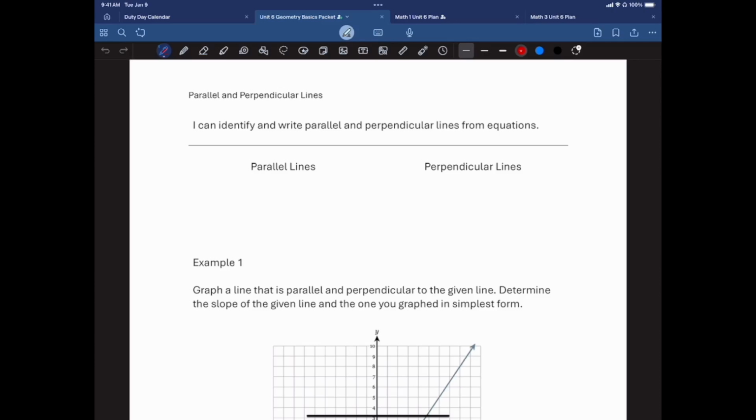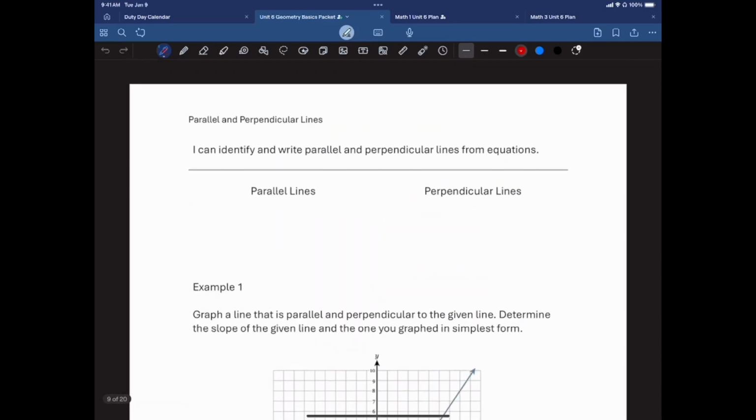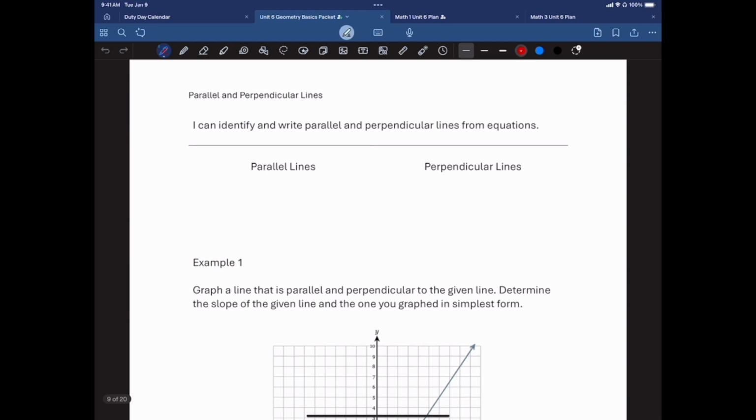Okay, this is going to be lesson 4 in our unit 6. It's all about parallel and perpendicular lines. We're going to focus mostly on how we can tell mathematically, in the equation.